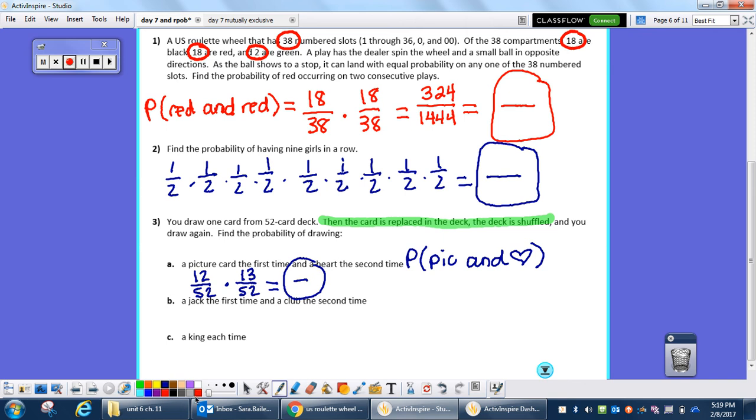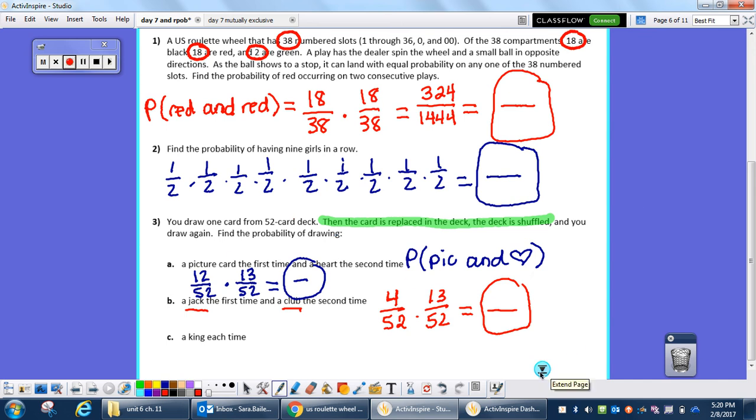All right. Now we want a jack and then a club. And again, the card is replaced, so we're going to be out of 52 each time. You start with 4 jacks, and there are 13 clubs. And I will be checking your simplified fraction. Okay?